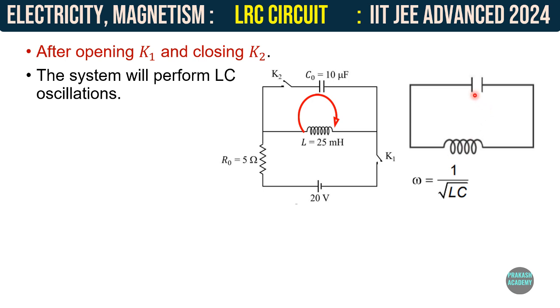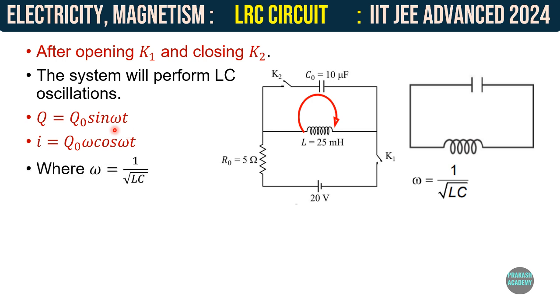Now in this case, if you have a capacitor and an inductor, the angular frequency is given by this formula. You have to remember this: omega equals 1 by square root of LC, and the charge on the capacitor is given by this formula. Once you know the charge, you can differentiate it and get the current. So current in this circuit at any time is given by Q0 omega cos omega t after differentiation, where omega is given by this formula.